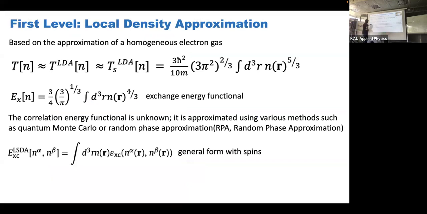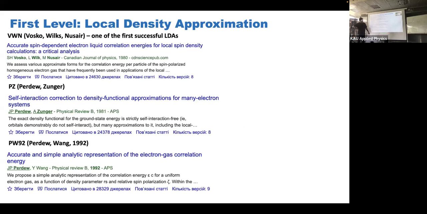Local density approximations, our first level, we made calculations with it. As I have told, it's LDA from Thomas-Fermi, and then the exchange energy, and the exchange energy functional is also calculated from this electronic gas, and we can write it in general form with spins. There are a lot of functionals. It was really successful. So it was the first LDA.